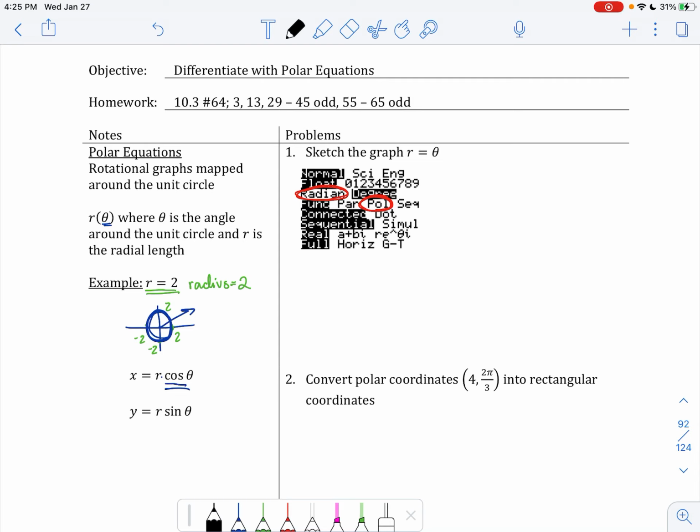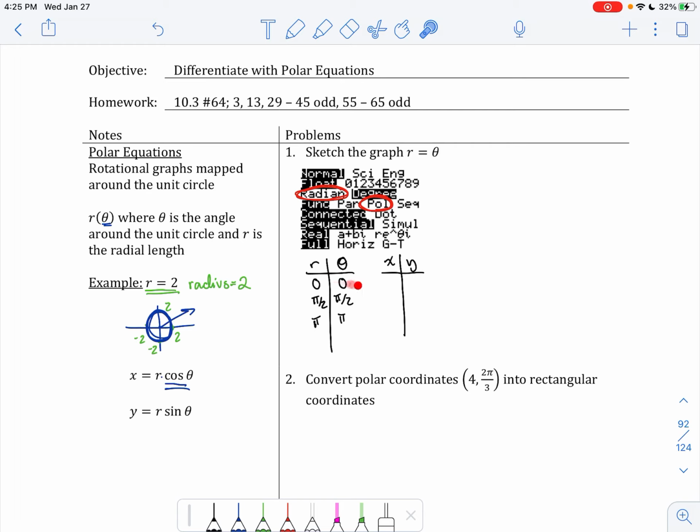Number 1 asks, sketch the graph r equals theta. Now, what I find easy here is to think of this as an ordered pair of r and theta, like x and y. So if r is equal to 0, theta is 0; pi over 2, since they're equal in this specific function; pi, and so on. We can also convert those into an xy table using this function.